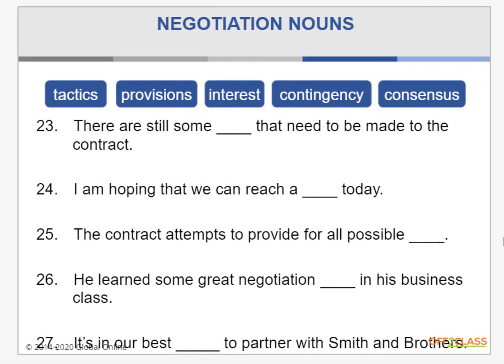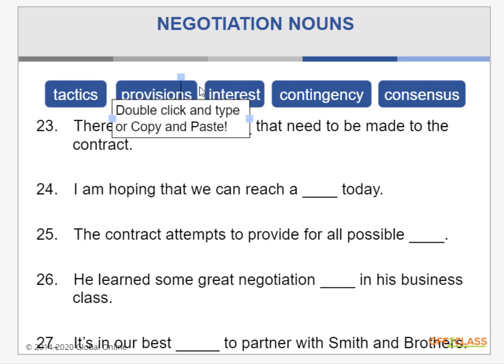How about negotiation nouns, like tactics, provisions, interest, contingency, consensus? So interest, people might know interest as like interest rate, like how much money I pay in interest on my card. I have a huge interest rate on my loan. Interest actually has a different meaning here. Interest as a noun in a business context can mean I like it. So let me find a word that uses that. Here's a good one. It is in our best blank to partner with Smith and Brothers. I want to show you this one. So this one's actually interest.